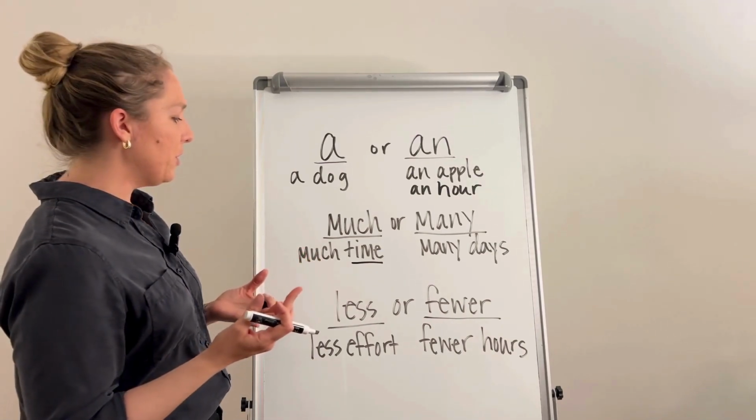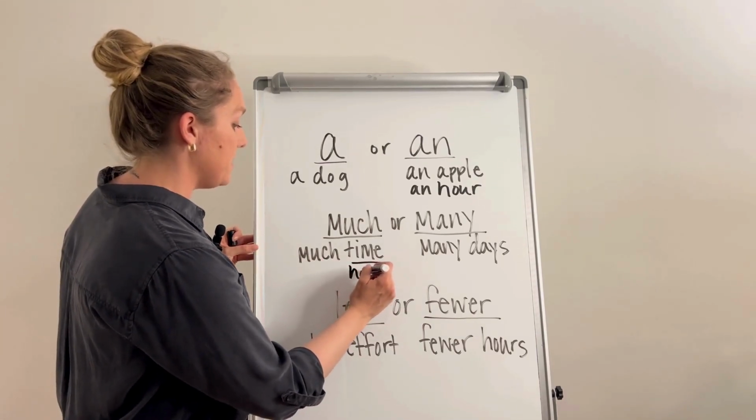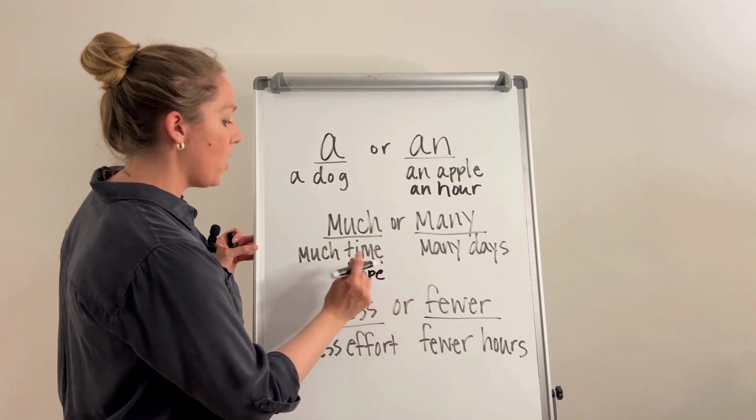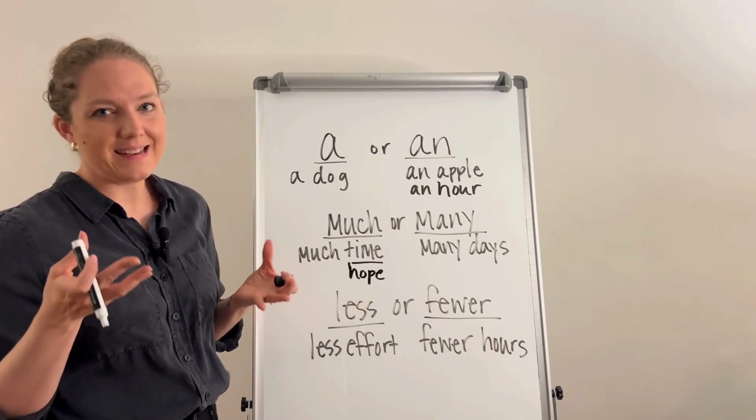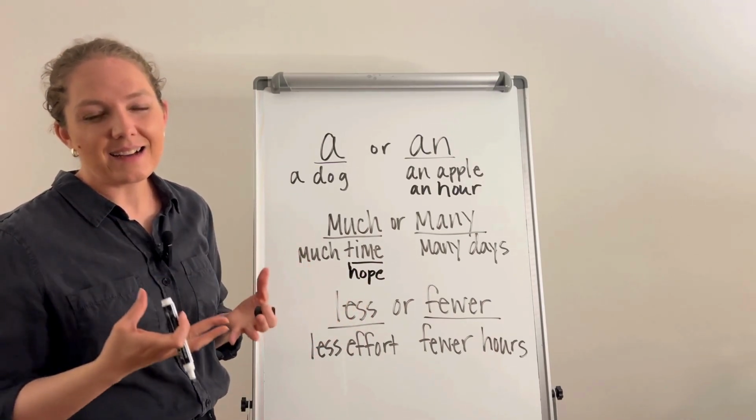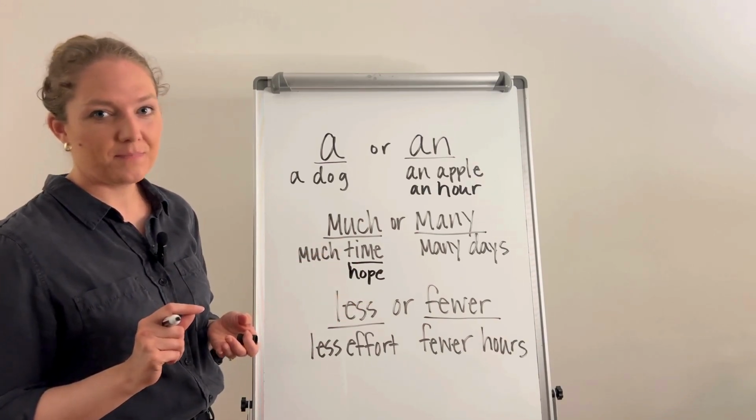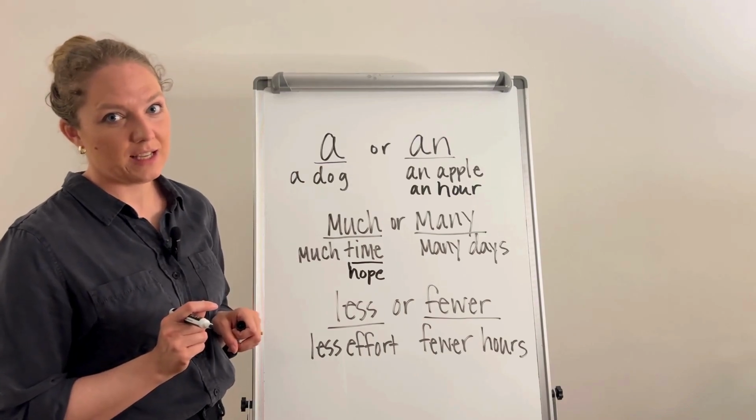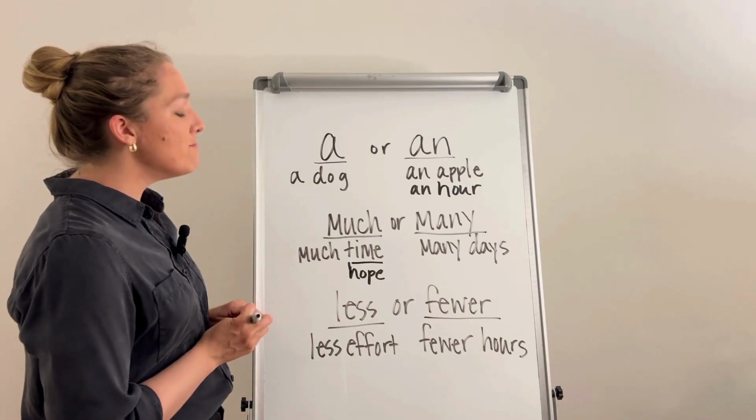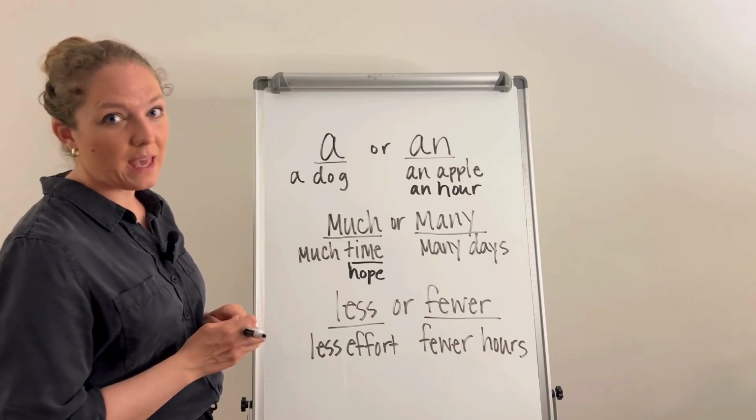Another example of something that could not be counted would be this word, hope. We would say much hope. Hope is an idea. It is not something that can be counted. You can't count it out. So we use much for things that cannot be counted. And then we use many for things that can be counted, that you can count.